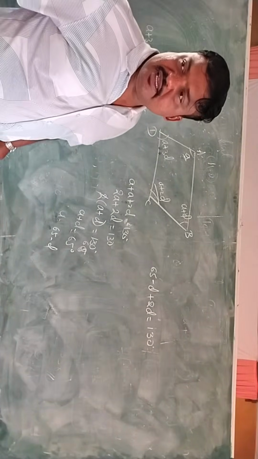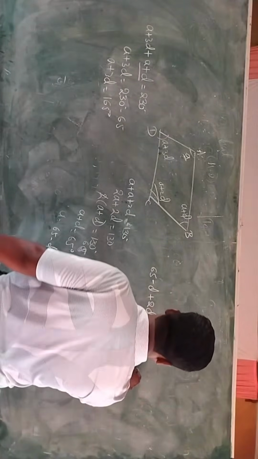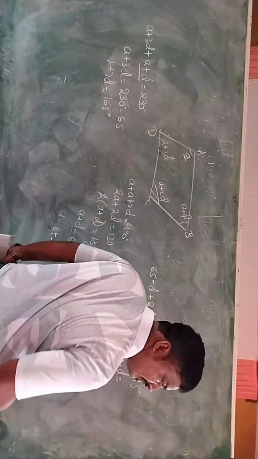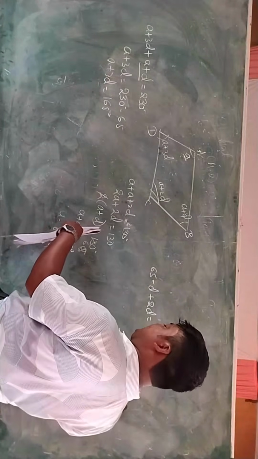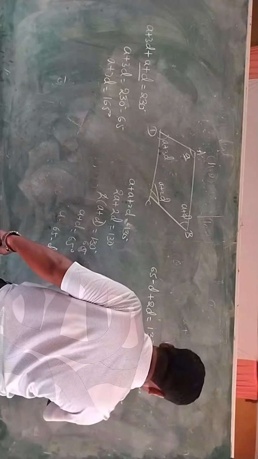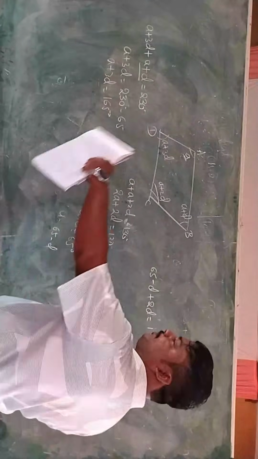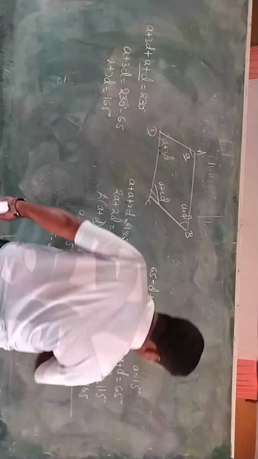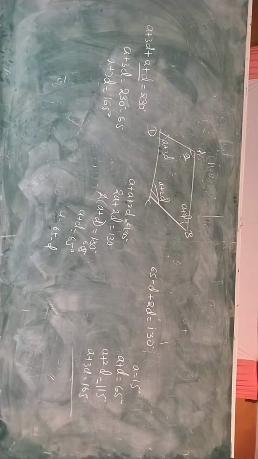Yes, a is equal to 15. a plus d is 65, already calculated. a plus 2d is 115. Then a plus 3d calculated is 165. Add these, you will get 360 degrees. Okay, next question.